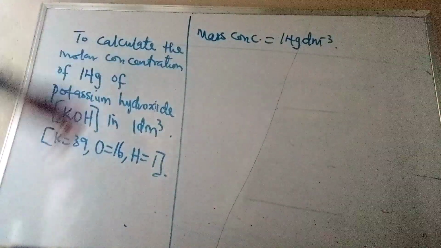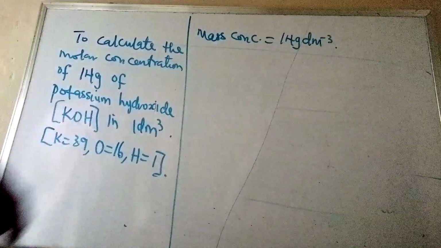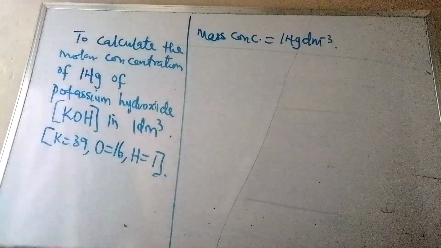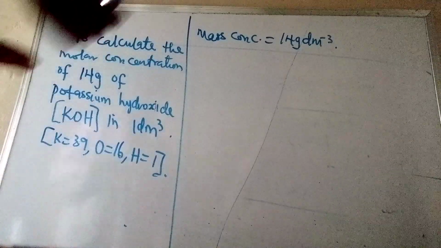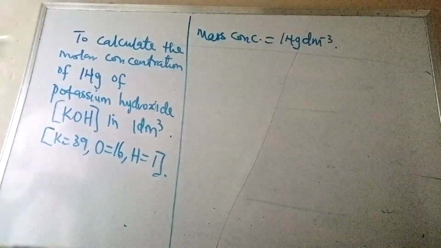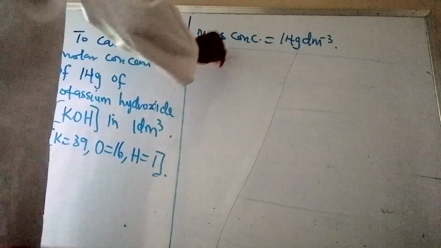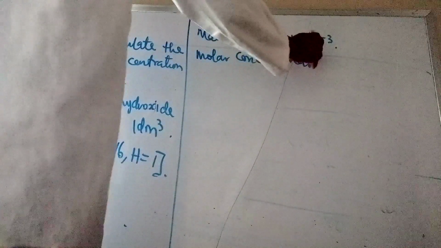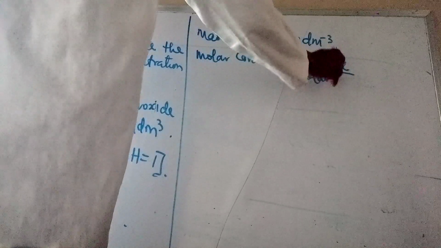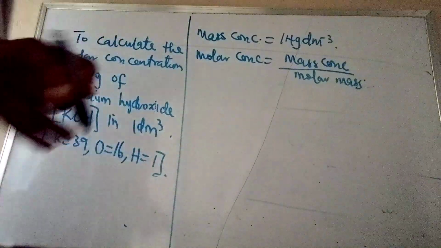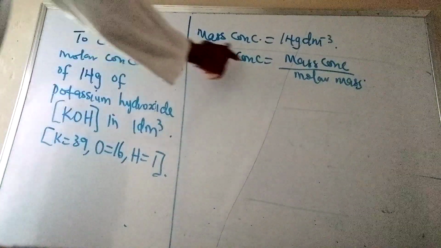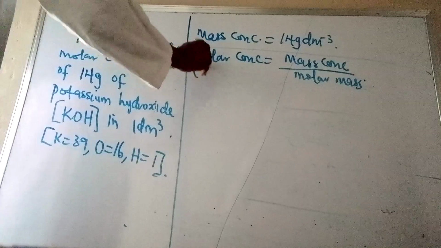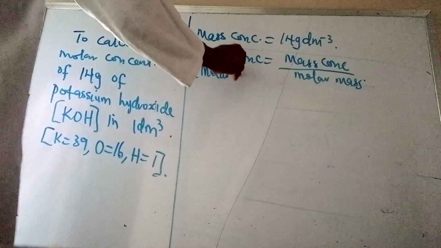But to find the molar concentration now, we need the molar mass. Why? From one of the formulae that I wrote on the board, molar concentration is equal to mass concentration over molar mass. So, do not forget, molar concentration is also called molarity. Please take note of that. Molarity.